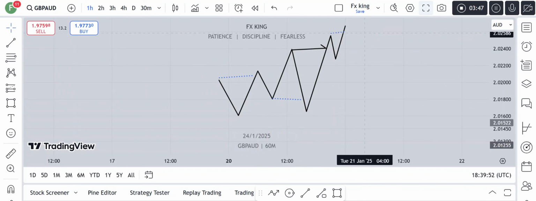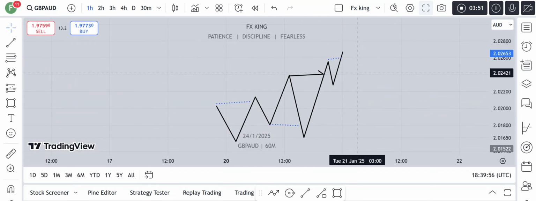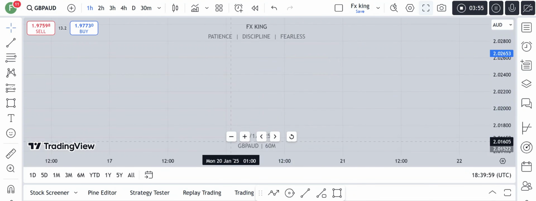How do you use this inducement I showed you to your advantage to map out structure correctly? That is what I want to show you.